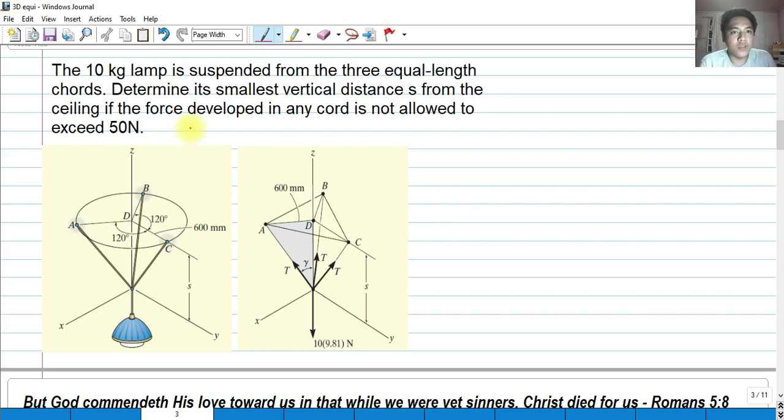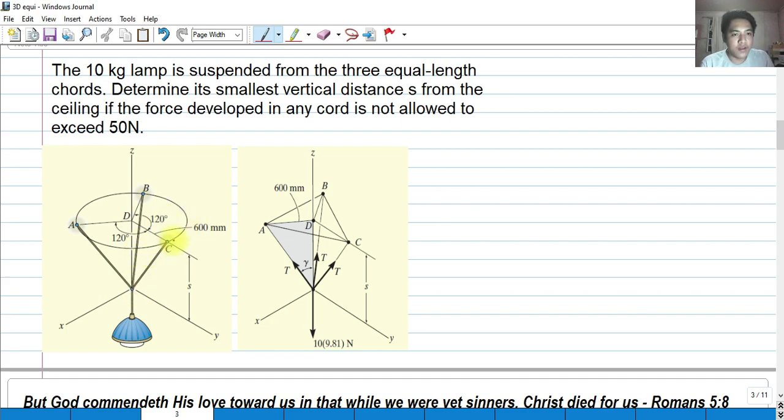So what we need to get here is the smallest vertical distance from the ceiling so that these cords would not develop forces exceeding 50 newtons. So the maximum allowable is 50. But once the tension in our cables exceeds 50 newtons, then it would break. The maximum allowable is 50. So let us analyze this.